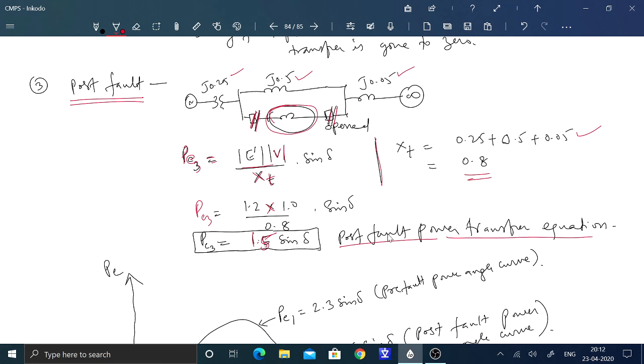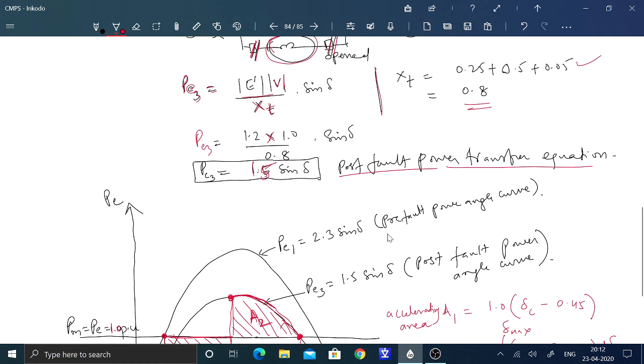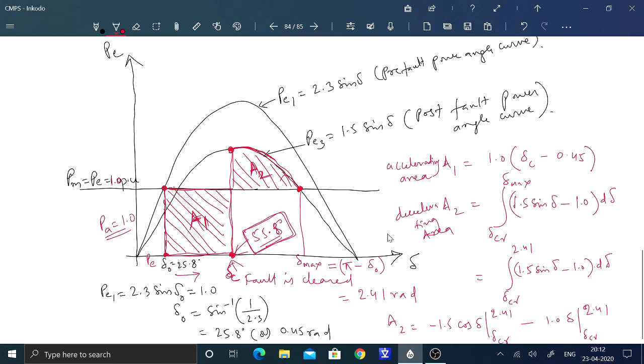Now once we know all the three power angle equations, before fault, during fault and post fault condition, let us draw the power angle curves to determine the critical clearing angle. So this is the pre-fault power angle equation, which is given by 2.3 sine delta, and this is the post fault power angle equation, which is 1.5 sine delta, and the during fault power angle equation is PE2 equal to 0 because the fault is taking place at the bus.